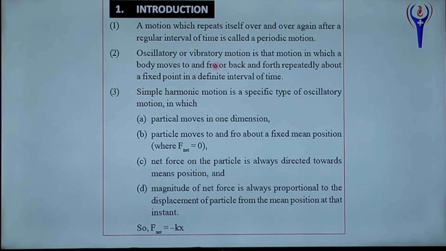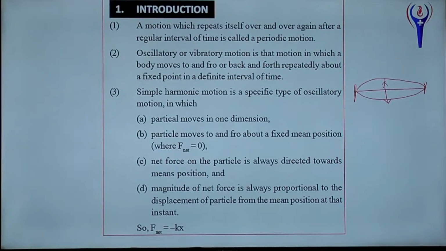For oscillatory motion, the best example is the simple pendulum only. Okay. Another example is in a string instrument: when we are plucking it, what will happen? It starts to vibrate like this. So this is also a vibratory or oscillatory motion. Okay. It starts to vibrate up and down in string instruments like the veena, violin and so on.